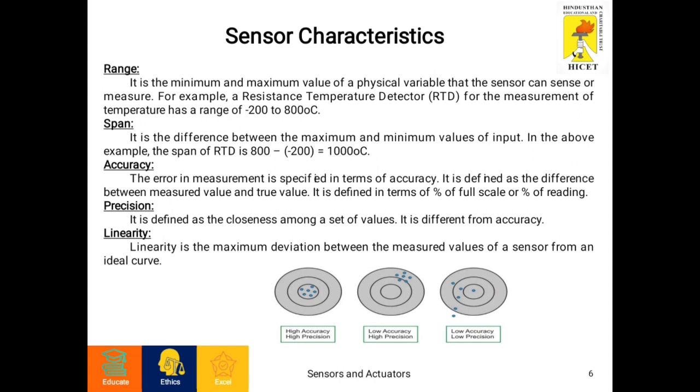In the third image, every value is scattered here and there. So here there will be low accuracy and low precision too. The next one is linearity. Linearity is the maximum deviation between the measured values of a sensor and an ideal curve. The diagram represents the sensor characteristics given above.